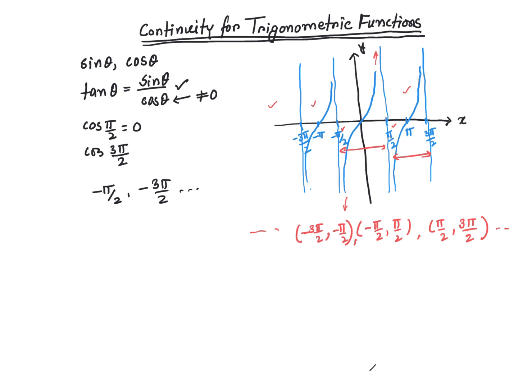So we talked about continuity for sine of theta, continuity of cosine of theta, and continuity of the ratio of sine and cosine of theta, which is sine over cosine, which is tangent of theta. And these are the three fundamental ones that you should know.